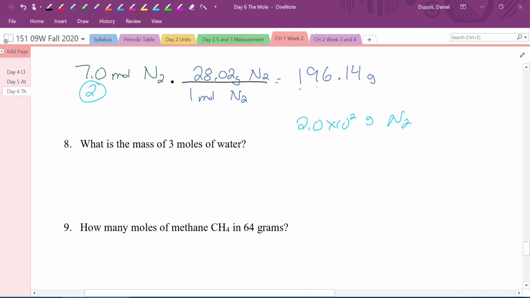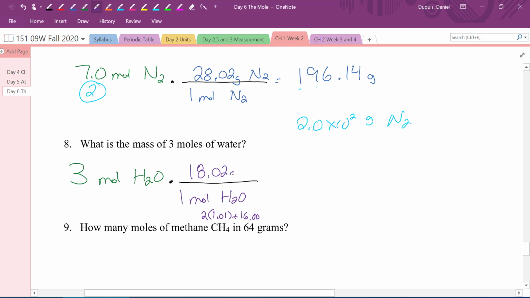Number 8. What's the mass of 3 moles of water? Well, we know that 1 mole of water, well, what's water weigh? Hydrogen's 1.01, and there's 2 of them, plus 16, right? So that's what, 18.02? And if we do that, I get 3 times 18 would be, what, 54? Which in this case is 50 grams H2O for 1 sig fig.